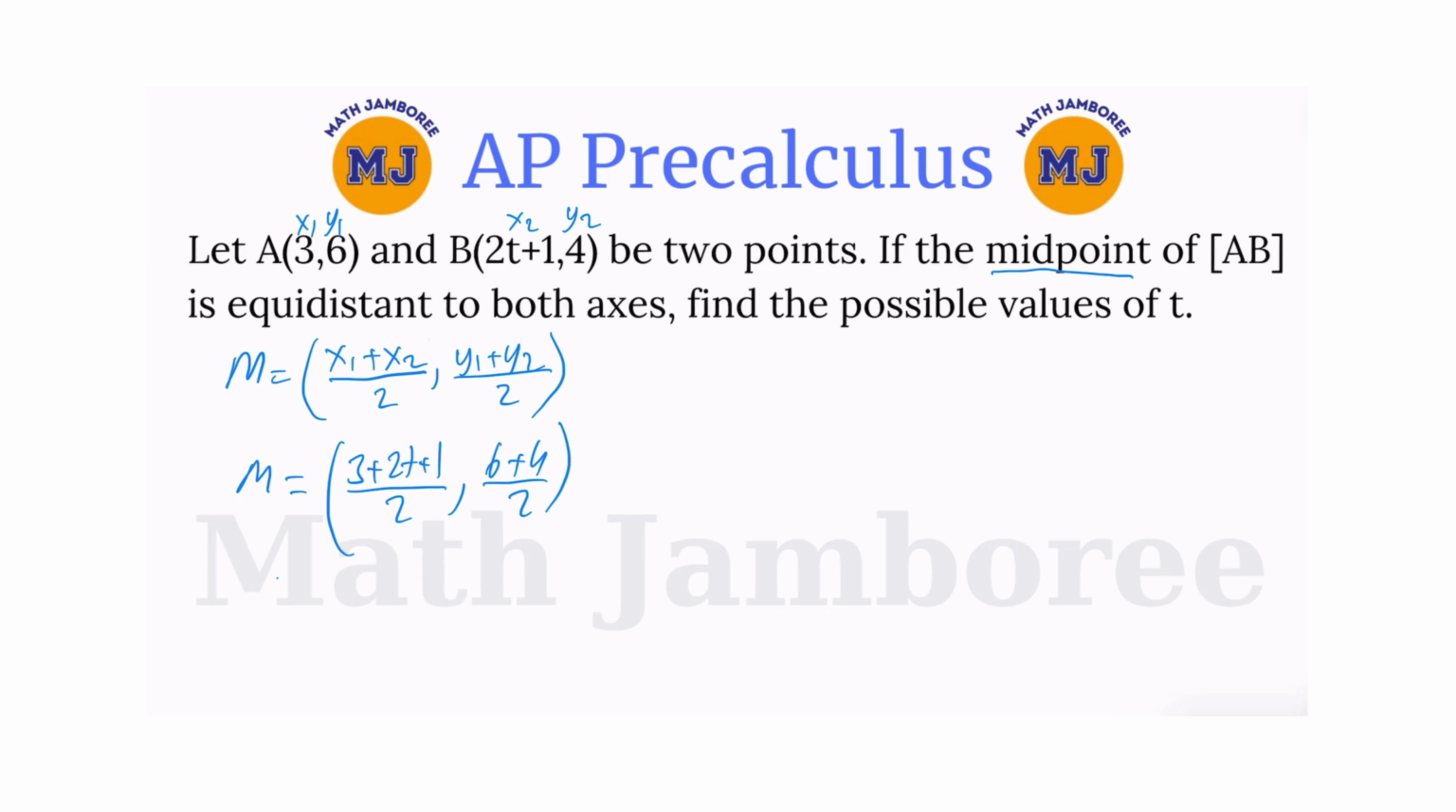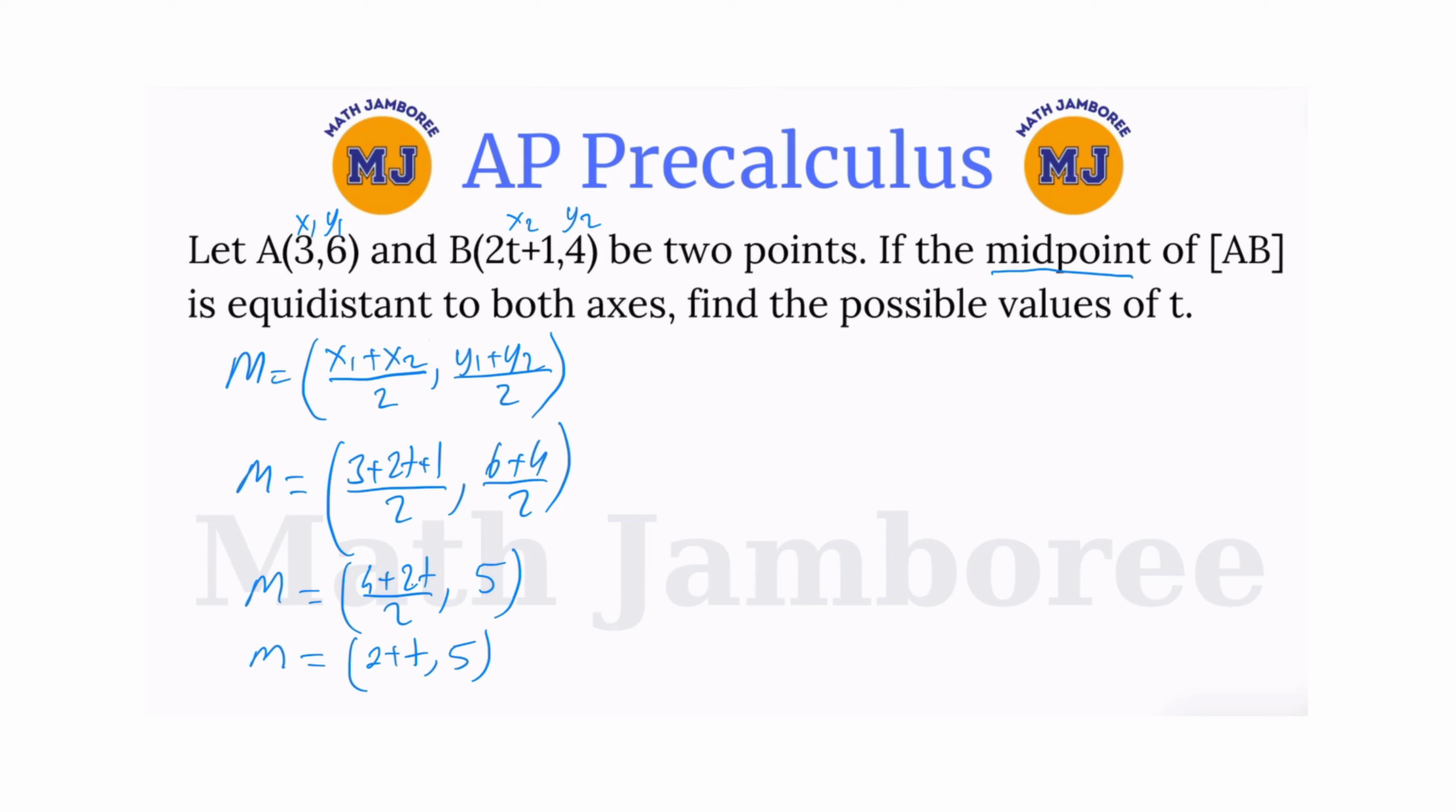So M is equal to (4 + 2t) divided by 2, and 6 + 4 is 10, 10 divided by 2 is 5. You can also simplify the x coordinate further, because 4 and 2t are multiples of 2. You can divide both of them by 2, which becomes (2 + t, 5).